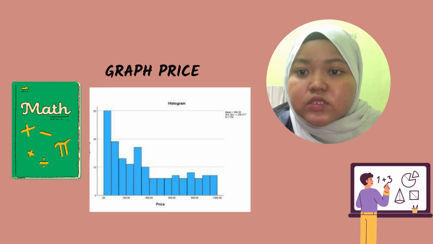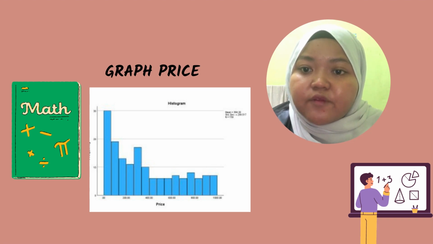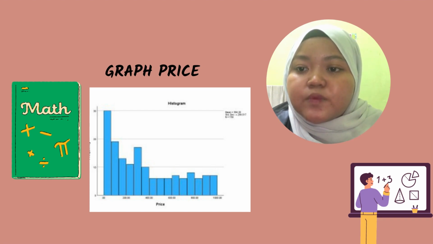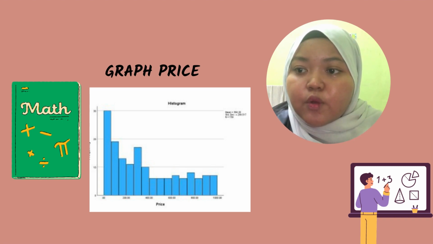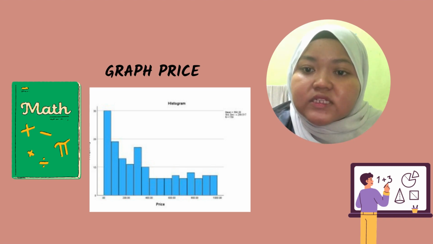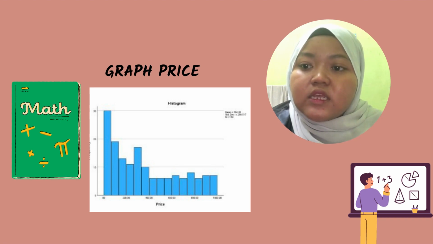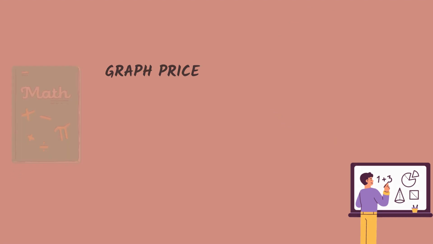SPSS was used to construct the histogram plot on both horizontal and vertical scales. The vertical scale of the histogram has a frequency of 0 until 30, where the horizontal scale has 0 until 1000.